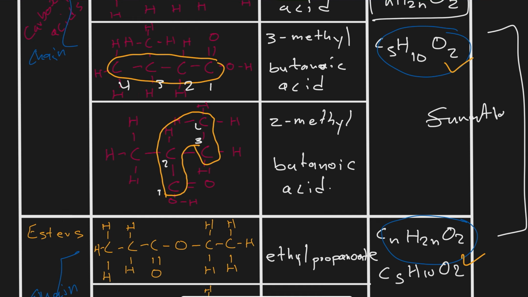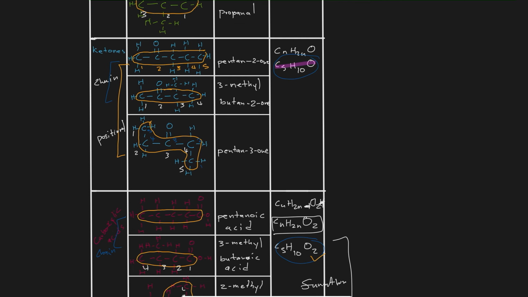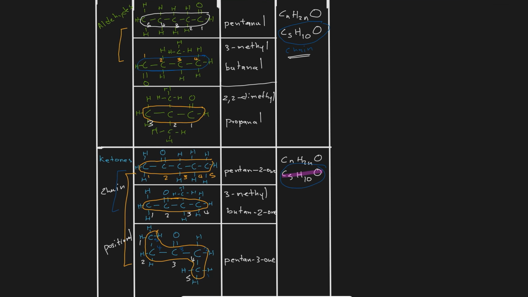So remember, we get functional isomers between carboxylic acids and esters, and we also get functional isomers between aldehydes and ketones. So these are also functional isomers.